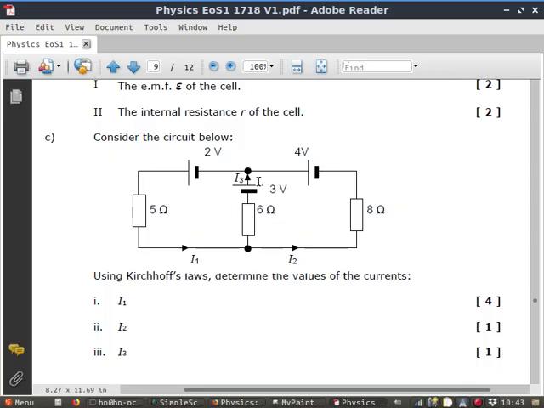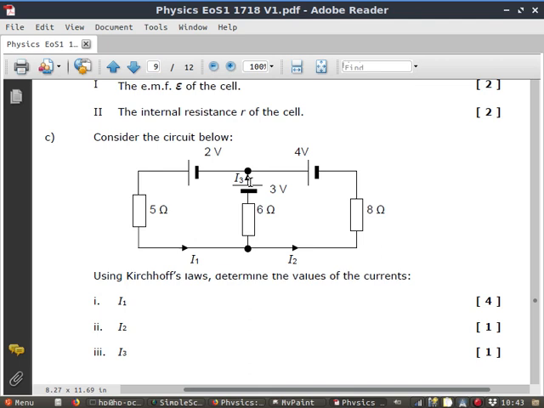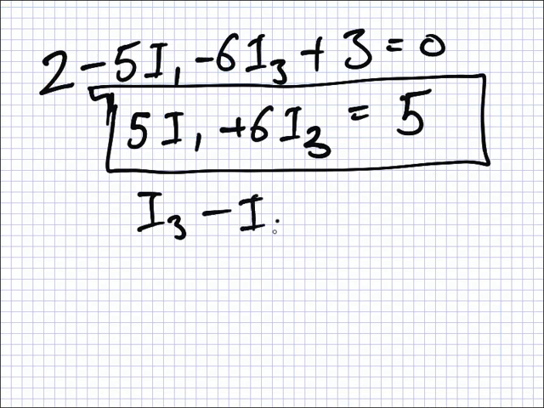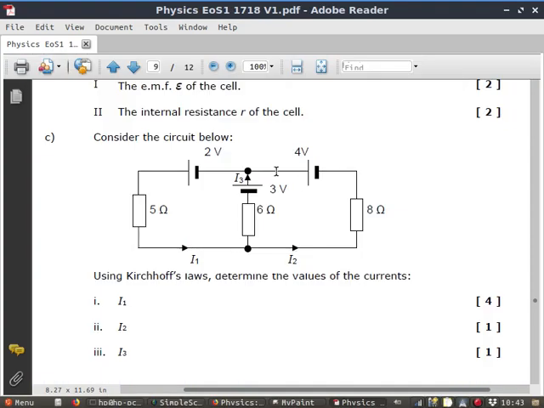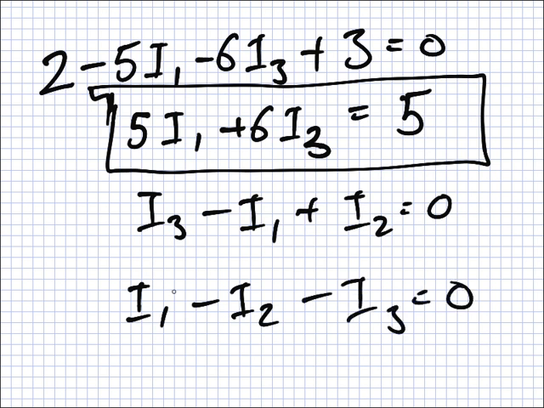Equation 2 should be a junction. Let's see. I3 goes in, I1 comes out, and then I2 is going in, so that's a plus I2 equals 0, or in other words, I1 minus I2 minus I3 equals 0. That's equation 2.